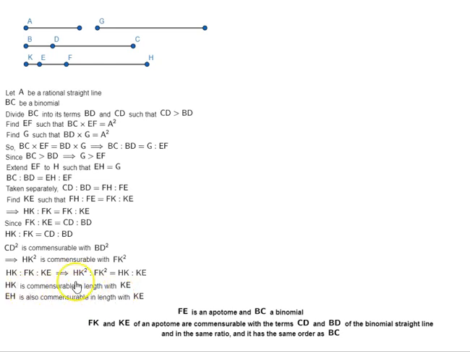How did this come? HK is commensurable with KE. That means the whole is commensurable with a part. That means the parts are commensurable with each other. So that is how EH is also commensurable in length with KE. Now, A square is equal to EH by BD. Here we have A square is equal to BD by G. But G is equal to EH. So we can say A square is equal to EH by BD since EH equal to G.